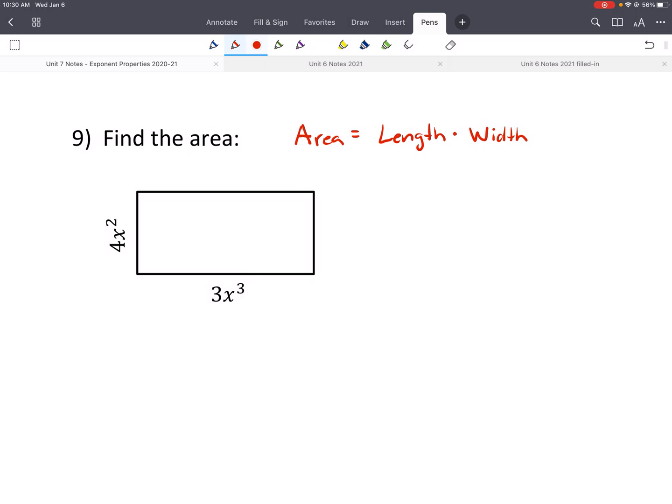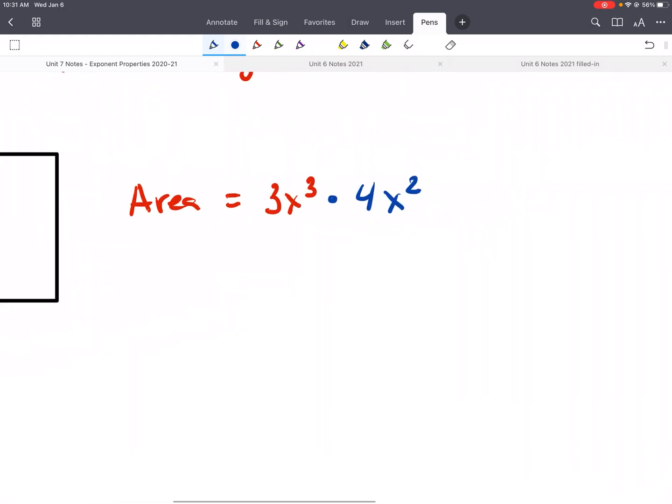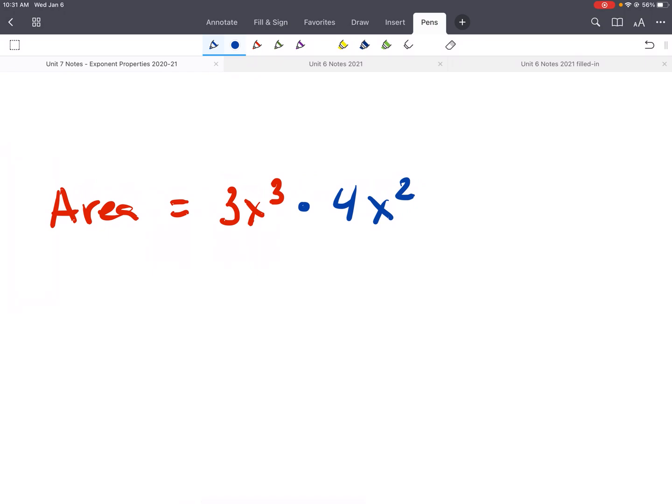And all we need to do is choose which side is going to be length and which is going to be width. So I'm going to say this is going to be my width. This will be my length. It doesn't really matter. And then we're going to use our equation to find our area. So area is equal to length, so that's 3x to the 3rd, times our width, which I'm going to change to blue, 4x squared.